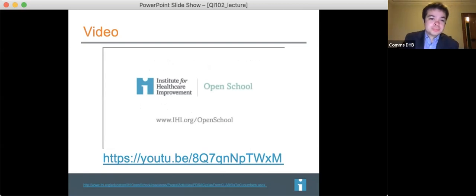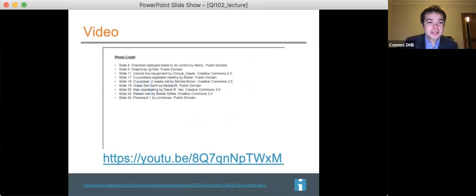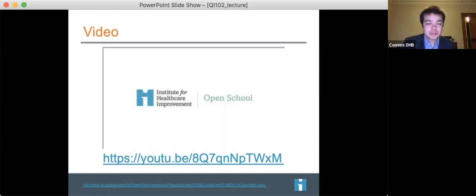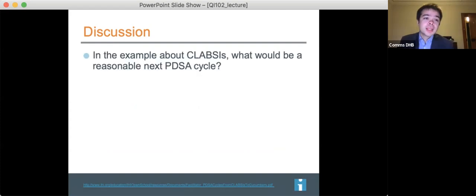Great. So we found out about how you can use PDSA cycles in your personal life as well as healthcare. And actually, that's quite a good way to get used to the tool. So in this example about CLABSIs, so that's catheter line associated bloodstream infections, what would be a reasonable next PDSA cycle? So if you remember from the video, they put in the drape and the antiseptic with the pack to make it easier for them to use. Can anybody think of the next PDSA cycle?